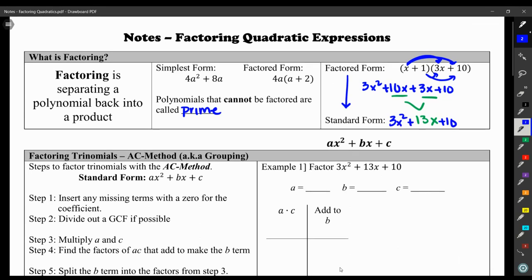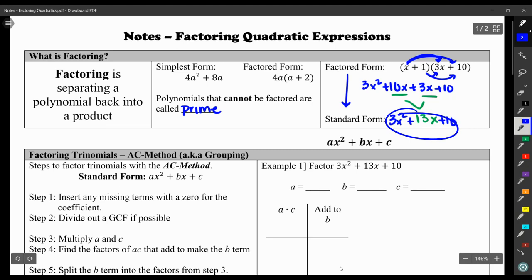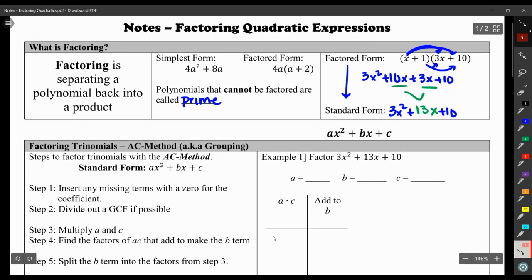Now, factoring takes this and works backwards. It starts with 3x squared plus 13x plus 10 and works backwards into this as your final answer, which is what we're going to do in this next step. If you notice, example 1 was the ending result that we had in our first example. So our answer for example 1 should be x plus 1 times 3x plus 10.